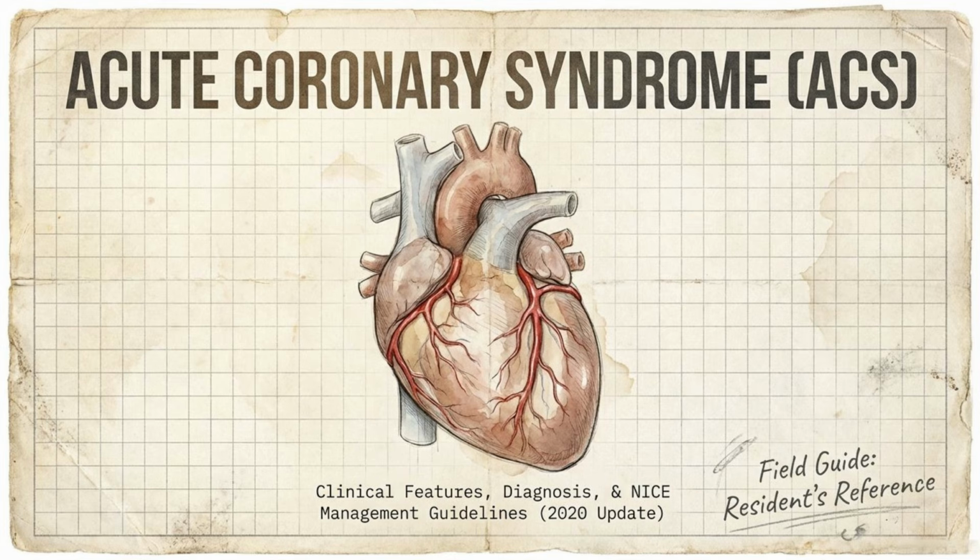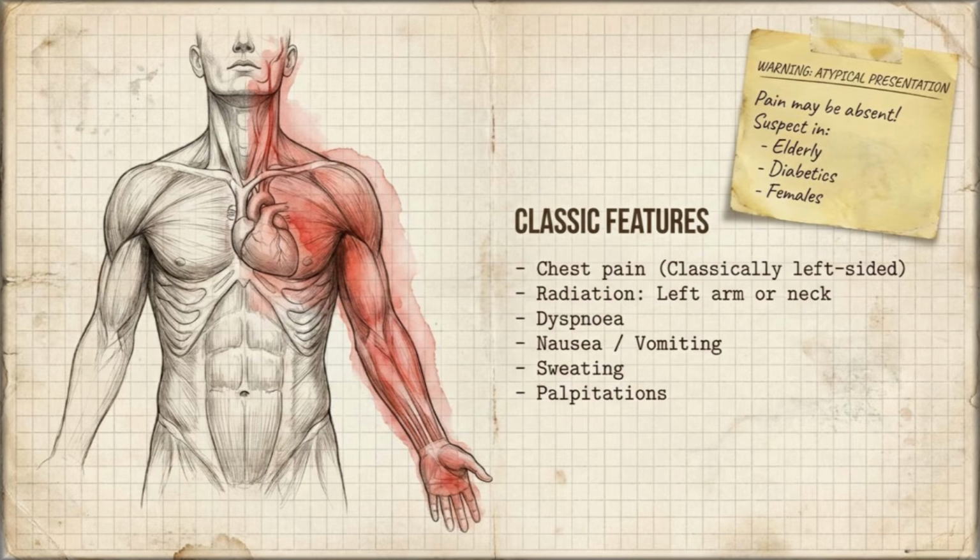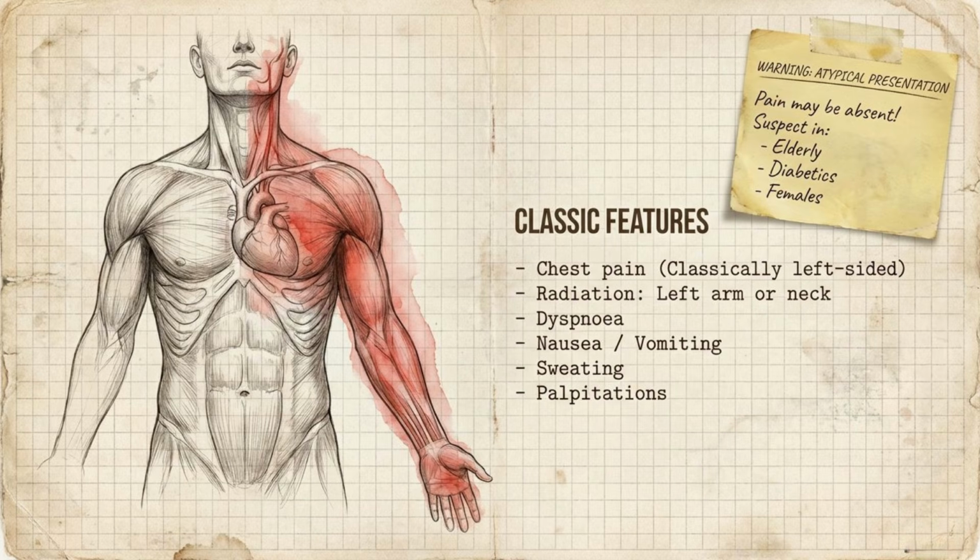Today, we are dissecting acute coronary syndrome, ACS. And I think for a lot of people, it just means heart attack. But looking at the sources we have, with the 2020 NICE guidelines and the MRCP standards, it's so much more complicated than that. It absolutely is. And that's a perfect place to start. Because treating everything as just one generic heart attack is, well, a recipe for a bad outcome.